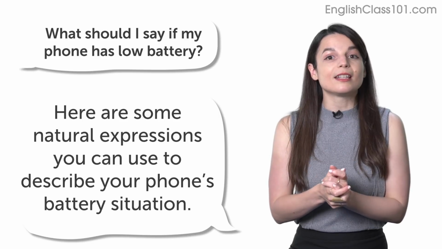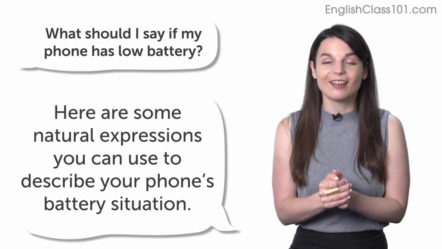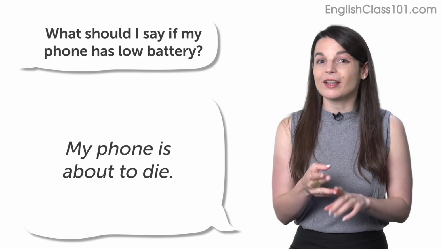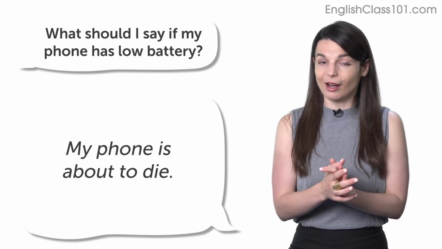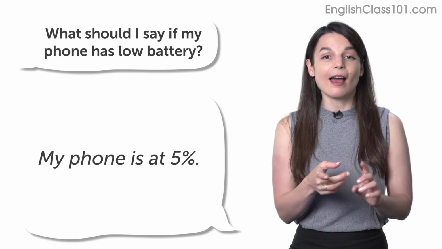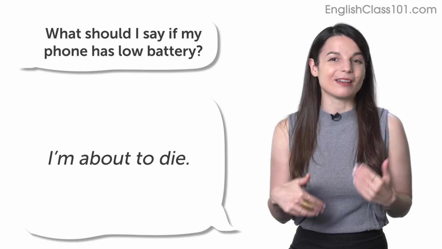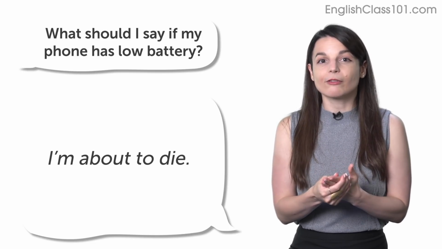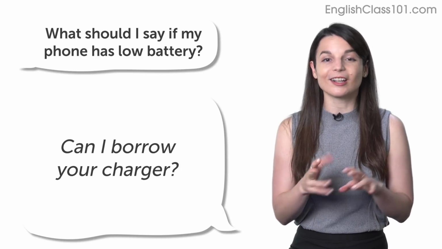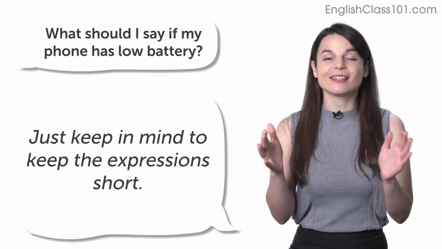So here are some really natural expressions you can use to describe your phone's battery situation. You can say, "my phone is almost dead," or "my phone is about to die." To express the precise percentage of power on your phone, you can say, "my phone is at 5%." Or you might even hear some people say, "I'm at 5%," or "I'm about to die." Sometimes people say "I'm" when they mean their phone as well. If you want to ask for a charger, you can say, "do you have a charger?" Or "can I borrow your charger?" Or in a group situation, "does anyone have a charger?" So just keep in mind, make this expression short.